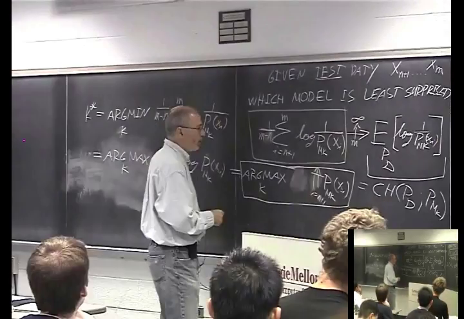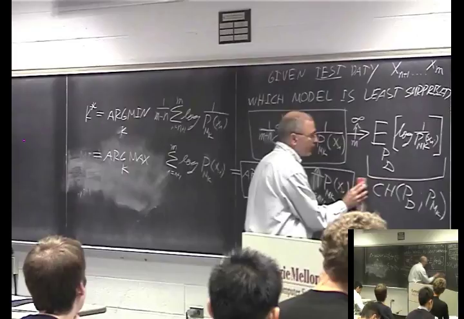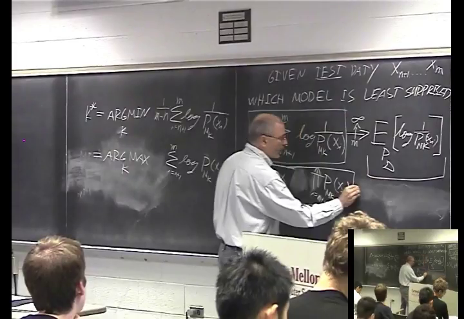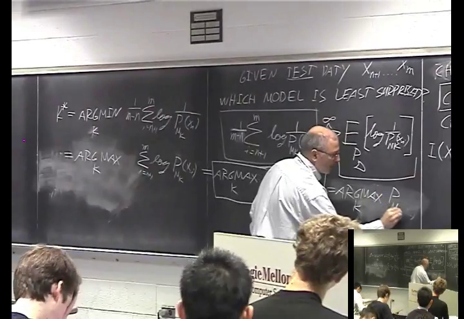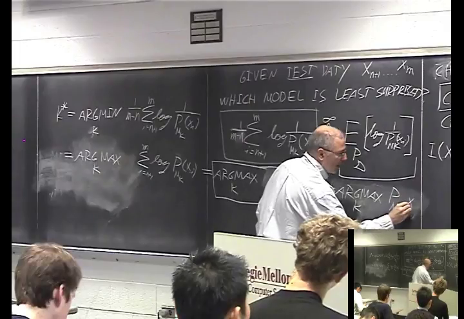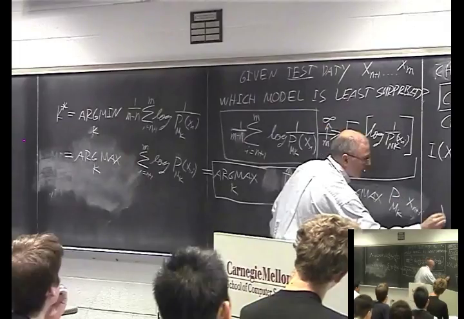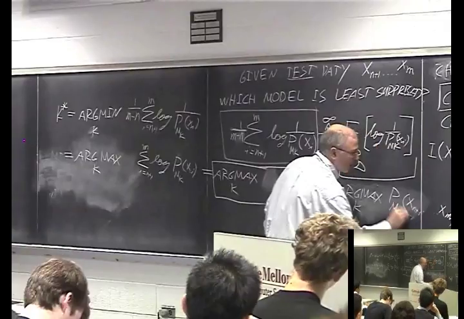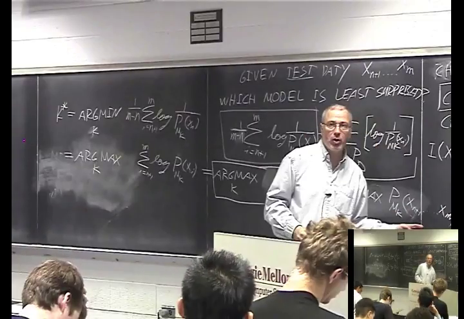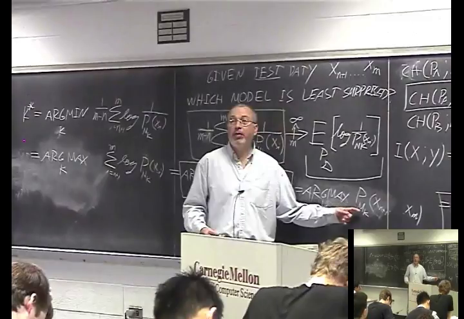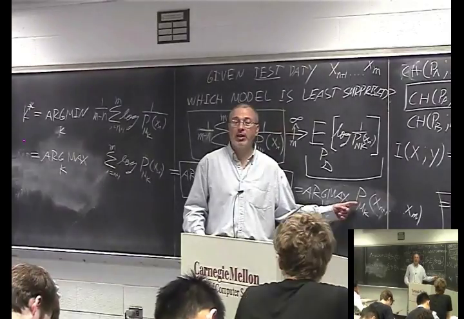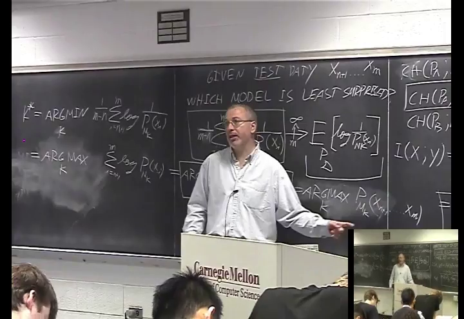So I can also write it as argmax over all models k of the probability according to our model m sub k of x n plus 1 through xm. This is the joint distribution over the entire data. So I'm trying to find the one model that assigns the highest value, or the highest likelihood, to the test data.